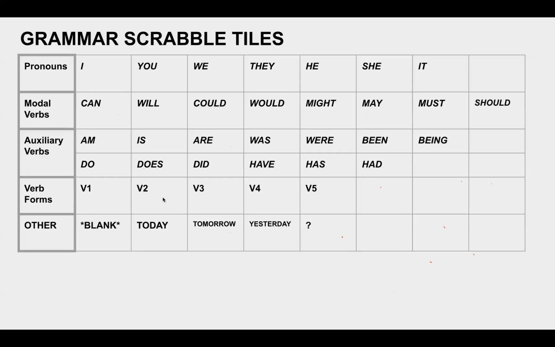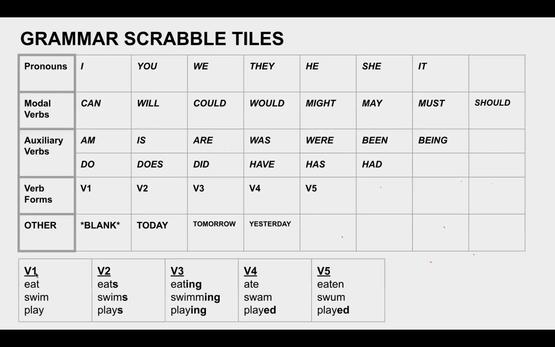So what does V1, V2, V3, V4, V5 mean? Oh, those are the verb forms. I just think it's an easier way to talk about verbs if we have this type of vocabulary. So what does it mean? V1 is the infinitive, like eat, swim, play. V2 is the third person present simple singular. It's too difficult to remember what it's actually called, so I just call it V2. So it's like he eats, he swims, she plays.